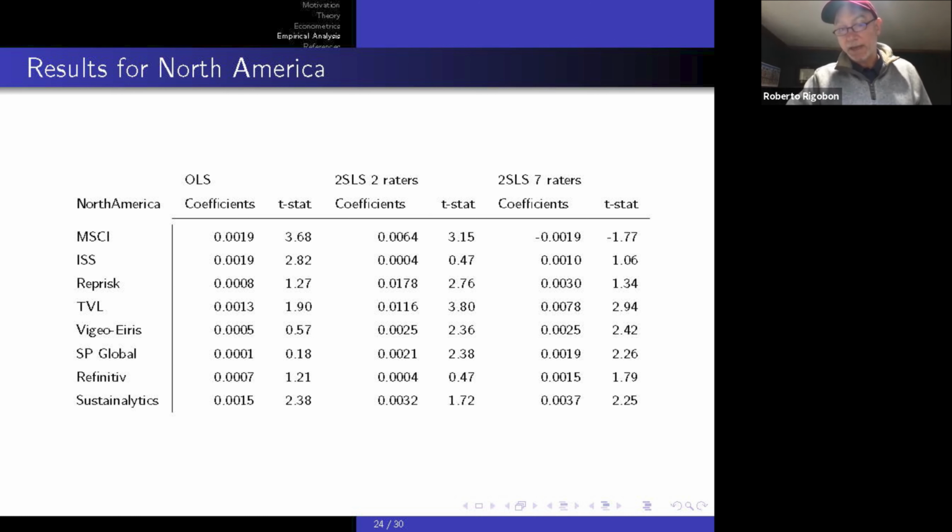This one, for example, here fails the over-identification restriction. So part of what we do in the paper is to understand which instruments are valid for which rating agencies. You cannot use everything at the same time. There are tests that you do, and we go through in the paper to understand which of the rating agencies should be used to instrument for MSCI in North America, which are the ones that truly correct for the noise versus the ones that don't.